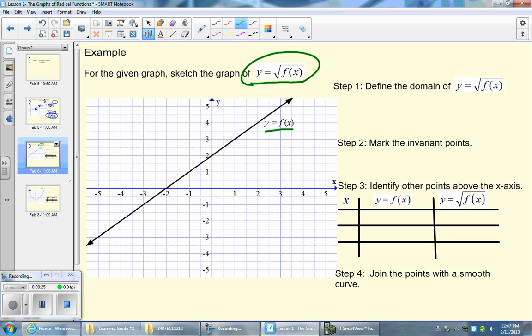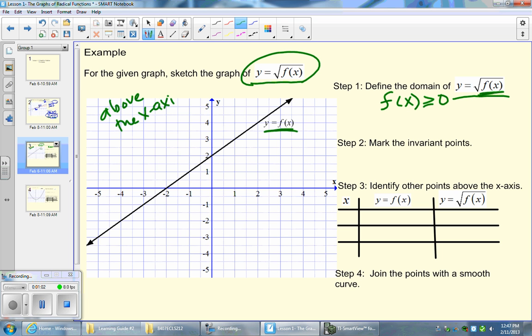The first step is to define the domain of y is equal to the square root of f of x. To define the domain, you know that f of x has to be greater than or equal to 0 because you cannot take the square root of a negative number. So you're going to use that property to define your domain. So going back to the original graph here, y is equal to f of x, you're looking at the piece of the graph where it's greater than or equal to 0. In other words, where it's above the x-axis.